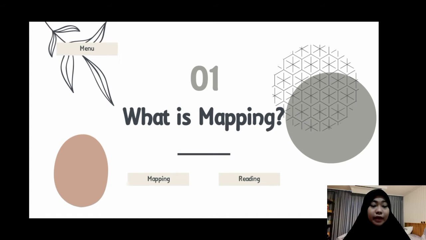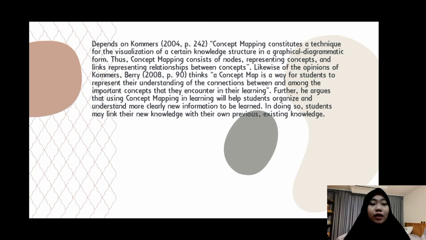First, what is mapping? Depending on Novak, concept mapping constitutes a technique for the visualization of a certain knowledge structure in a graphical diagrammatic form. Thus, concept mapping consists of nodes representing concepts and links representing relationships between concepts. Likewise, Berry thinks a concept map is a way for students to represent their understanding of the connection between and among the important concepts that they encounter in their learning.